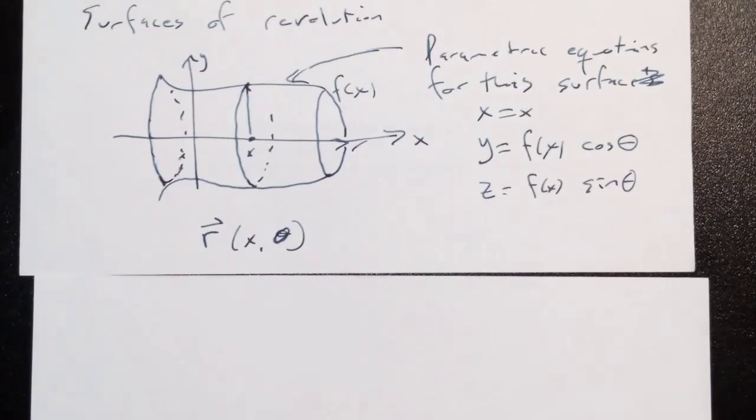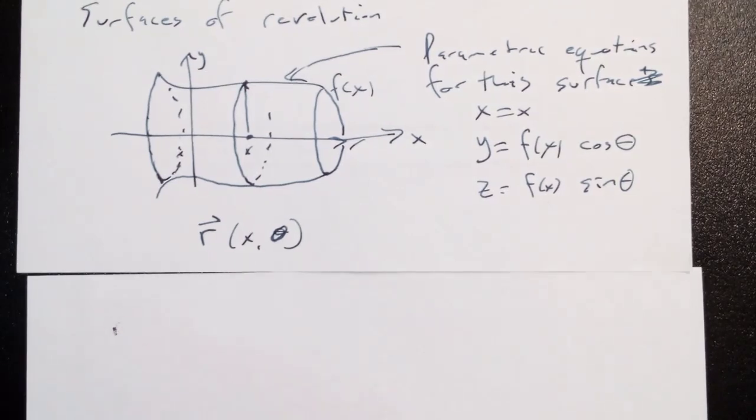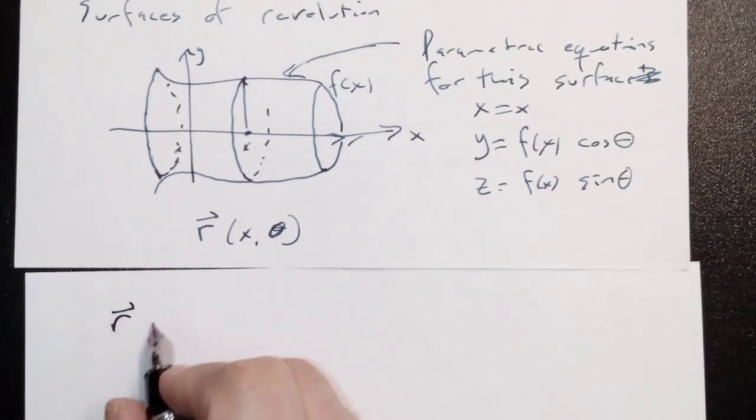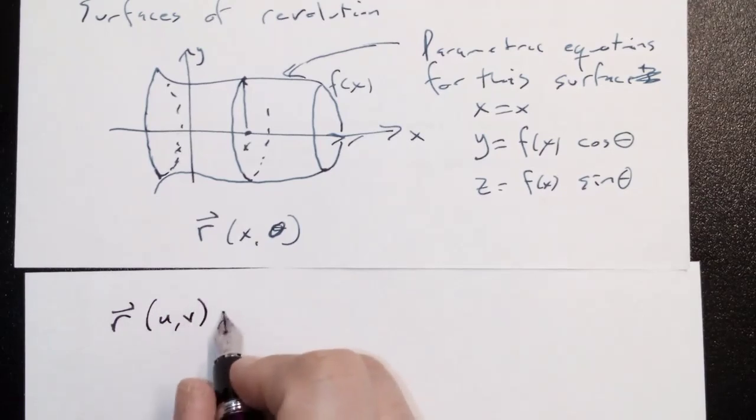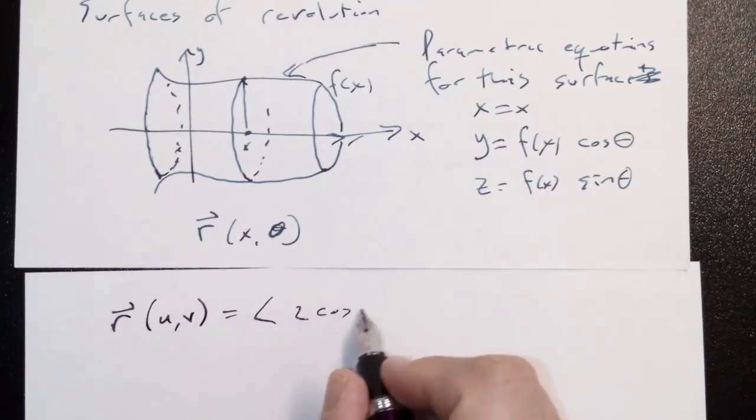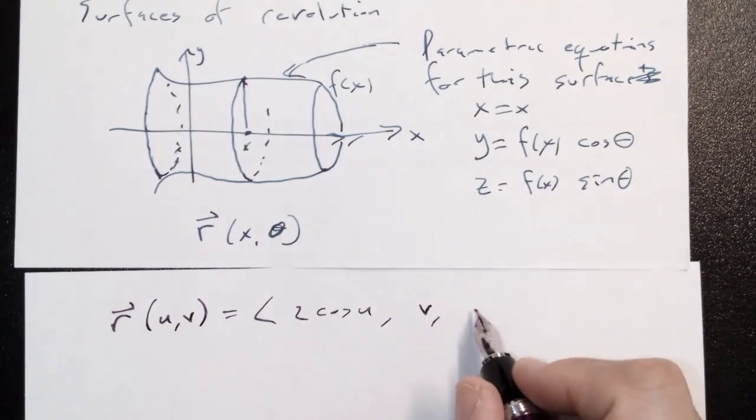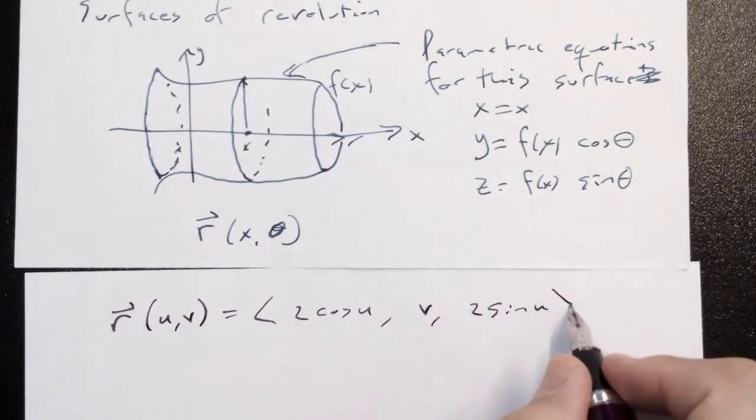Here's my cylinder. Let's roll up my piece of paper. So let me write that equation down again. I have r. This is what happens when I don't write for a day, as my pen jams. Let's try again. I have r of u, v equals 2 cosine u, v, 2 sine u.